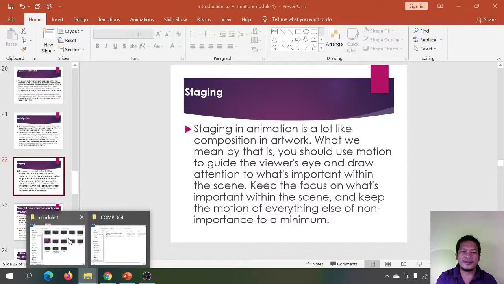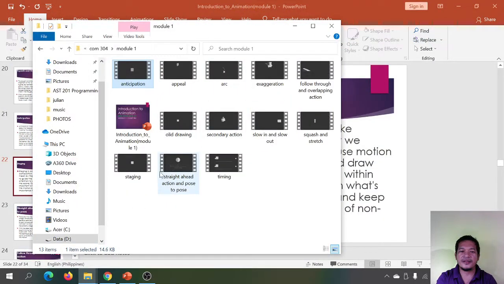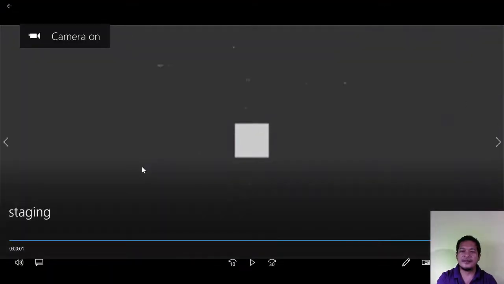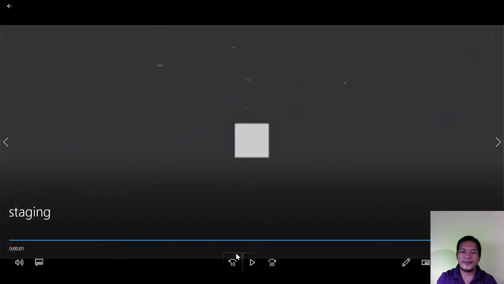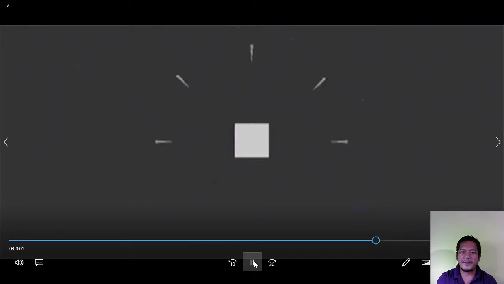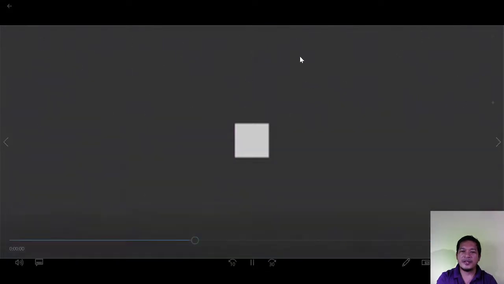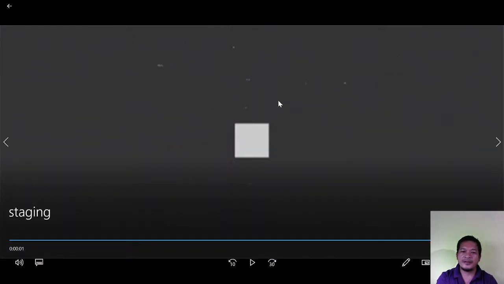Okay, so staging. Sample for staging is this one. So, naa siya mga gagmay nga particles. No? So, of course, nakafocus na doon sa kuhan. Pero, kung mag-move na ito ang mga gagmay nga particles, ma-feel na ito nga part sila sa tuwang animation. That one. Okay?